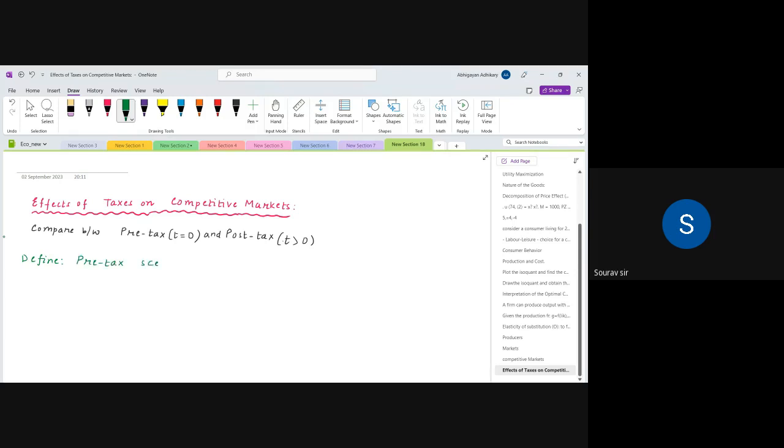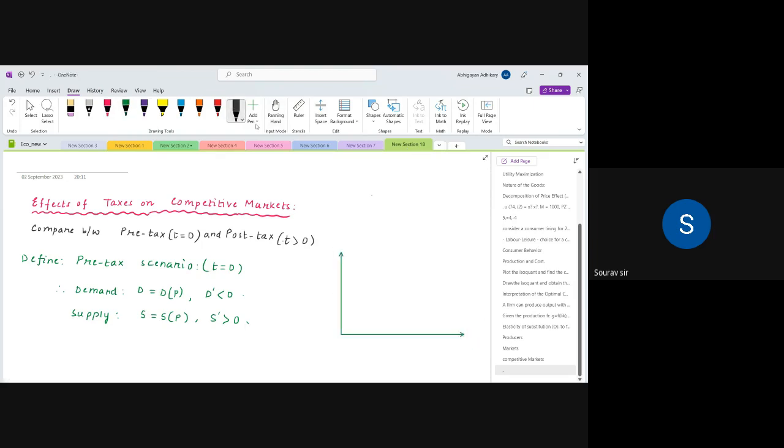Pre-tax scenario. That means no tax has been imposed in the market. In that case, you will define your standard demand function as D as a function of the market price, D prime negative, and the market supply will be defined as capital S, which is a function of the market price, S prime positive.